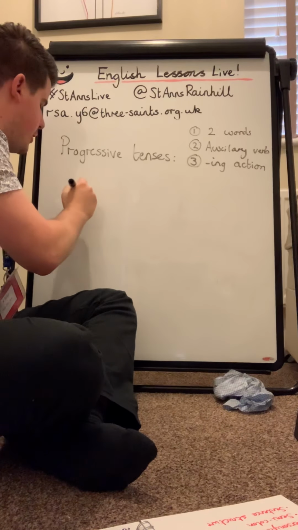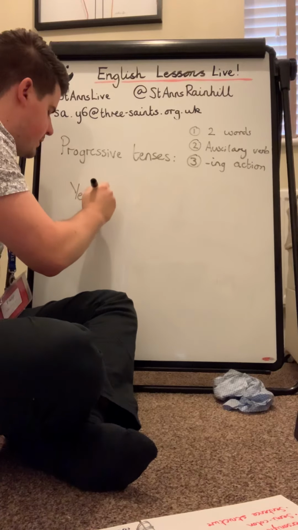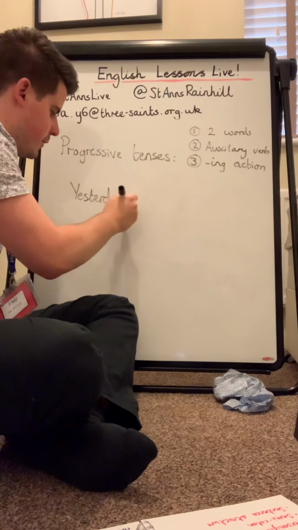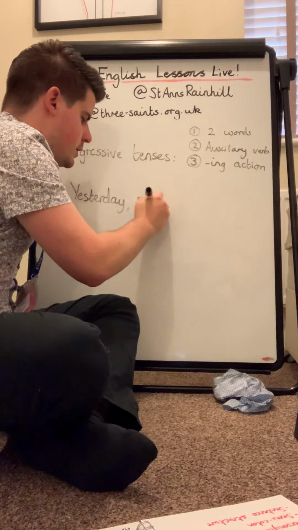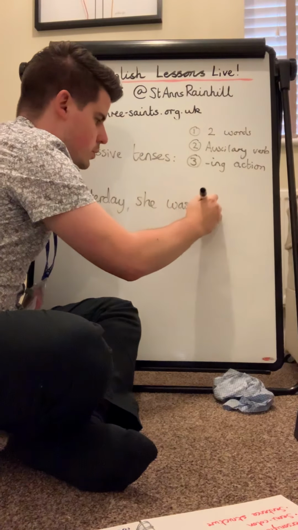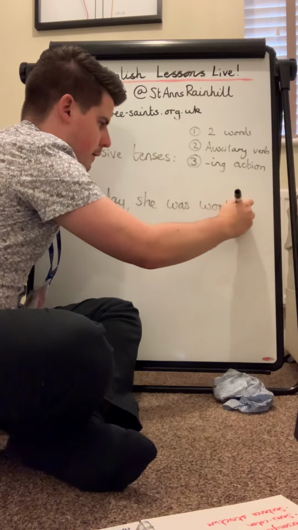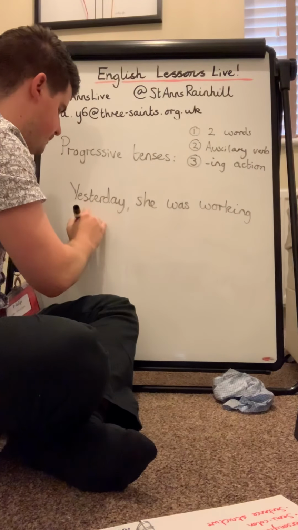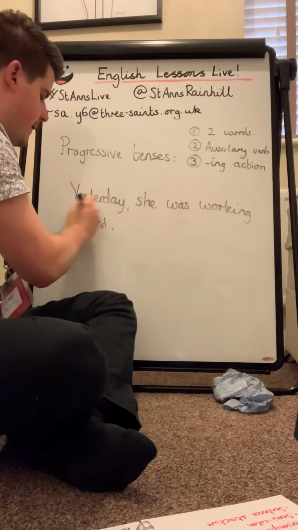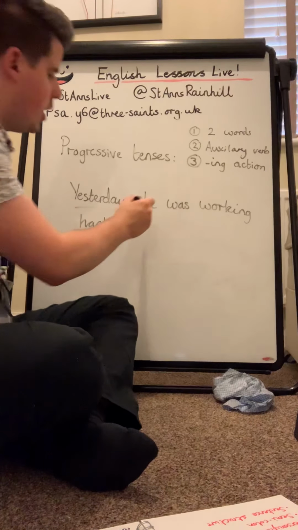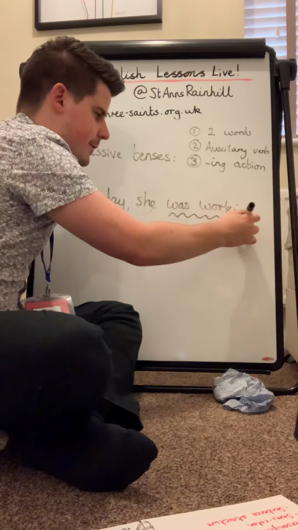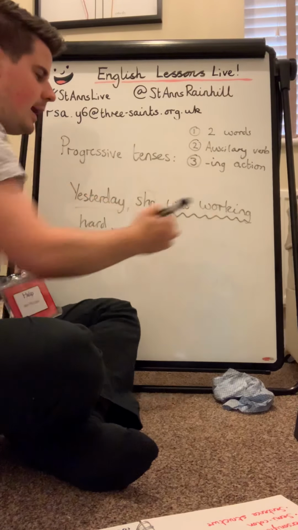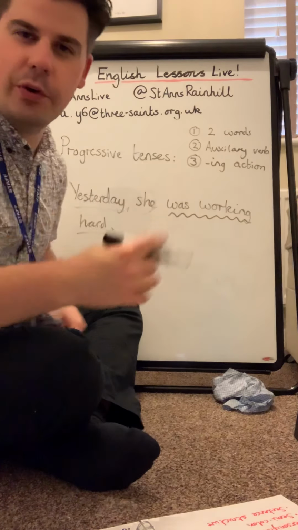Yesterday, which is your adverb. So we separate it with a comma because it's a fronted adverbial, even though it's only 1 word. Yesterday, she was working hard. So we've got an adverb there, we've got our pronoun there, and then this is our progressive verb form. Auxiliary verb, ing, was working.